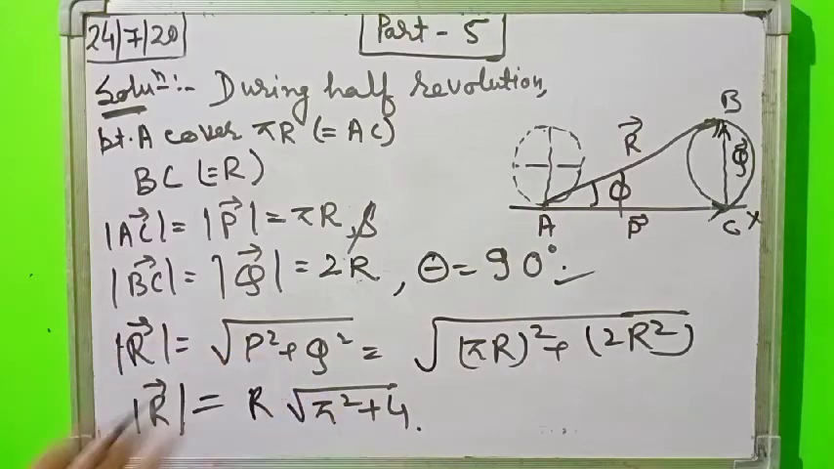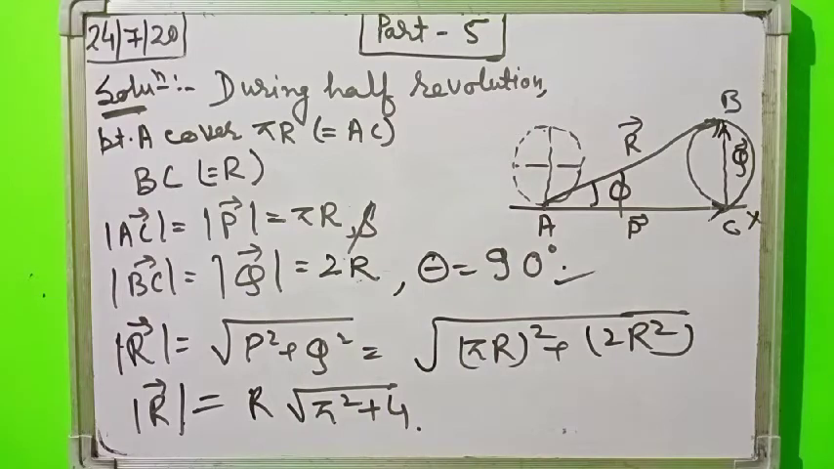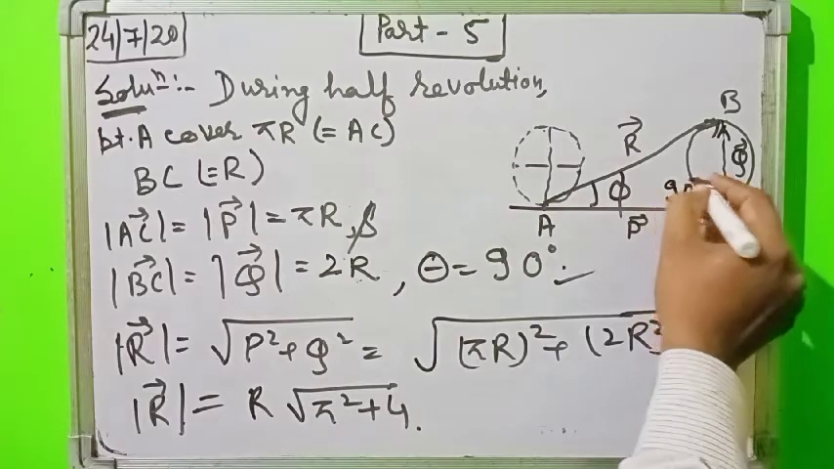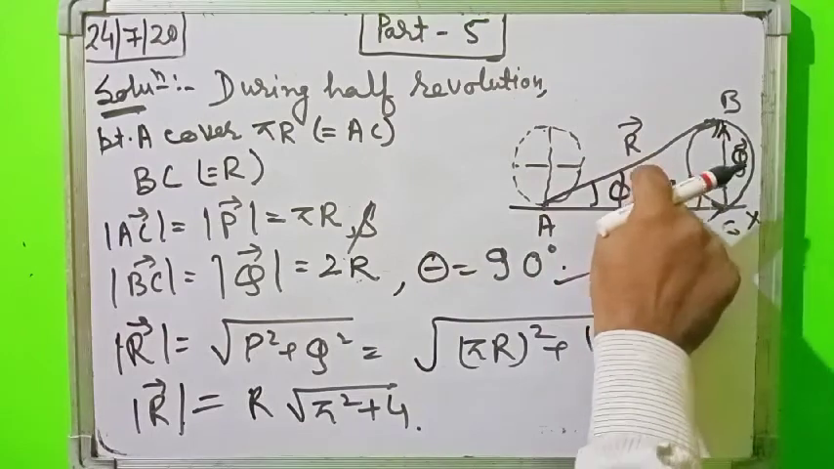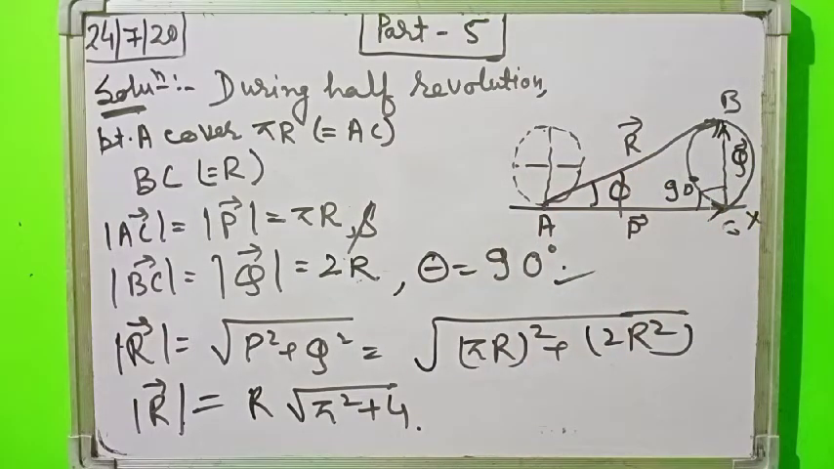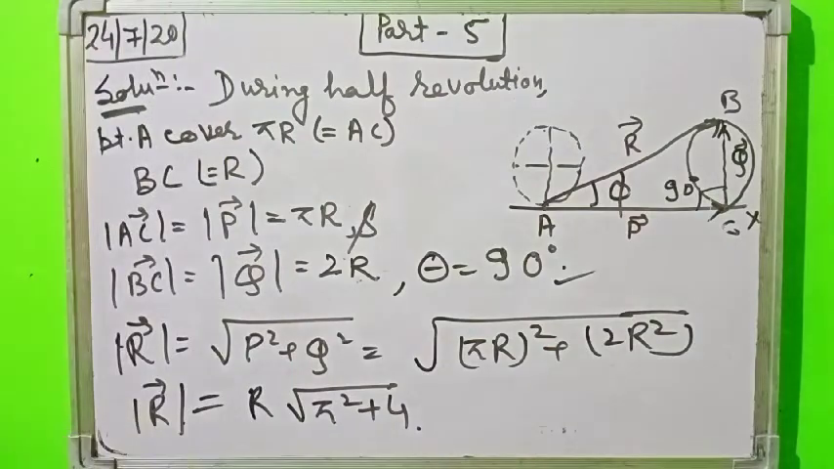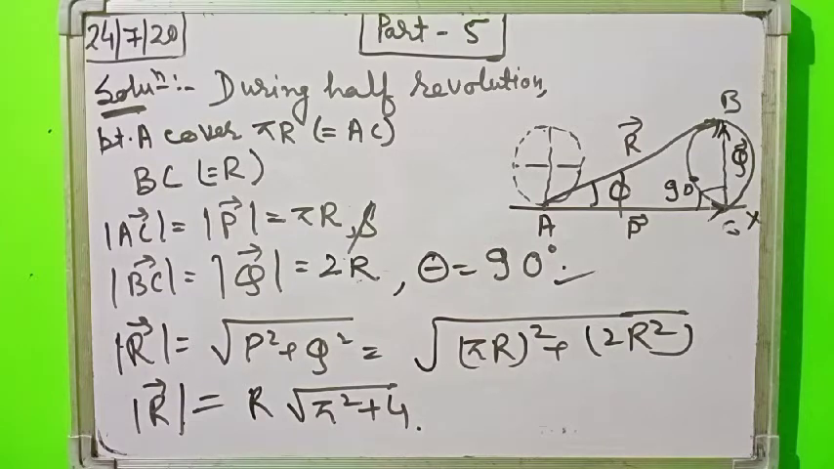And as you know the formula for the resultant is under root P square plus Q square plus 2PQ cos theta, where theta is the angle between the two vectors. This is 90 degrees. Now we are interested in finding the angle the resultant is making with the P vector, or horizontal vector. So you know the formula: tan theta is equal to Q upon P.